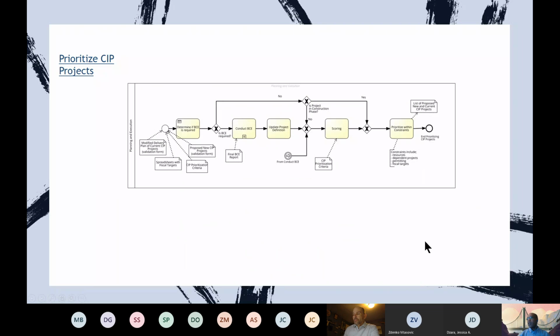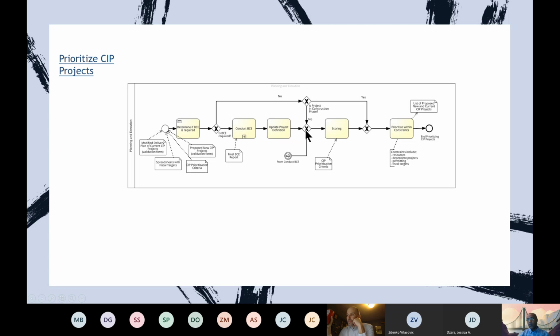So once we are done with the conduct BCE, then the solution may vary from what we thought in the first place. But now, after considering the financial, non-financial factors and other factors, the project definition may need to be revised. So that is a necessary step. And once we have the updated project definition, then we go to the scoring.